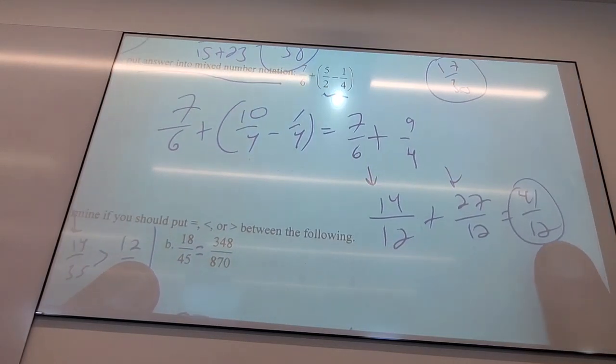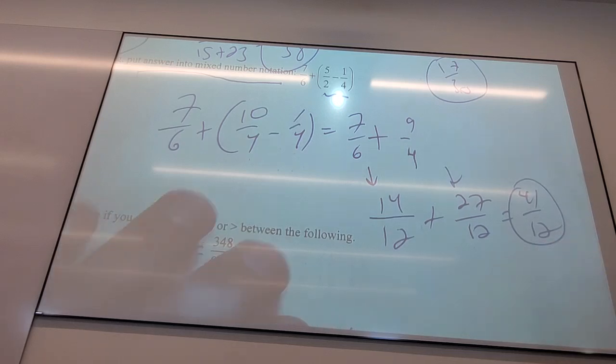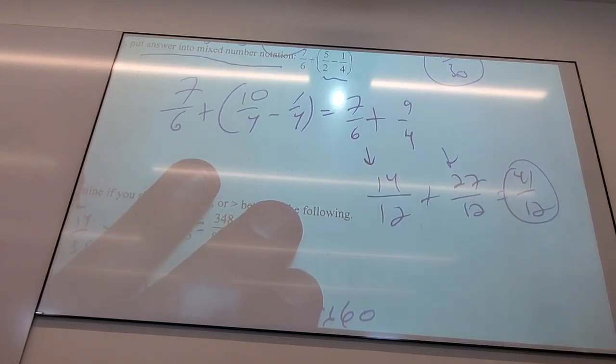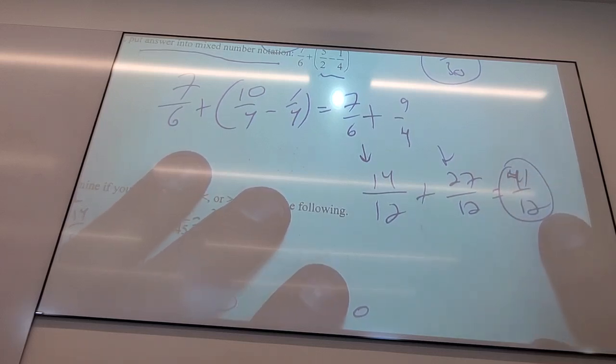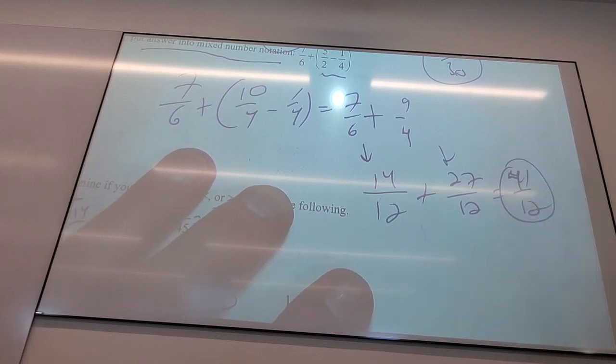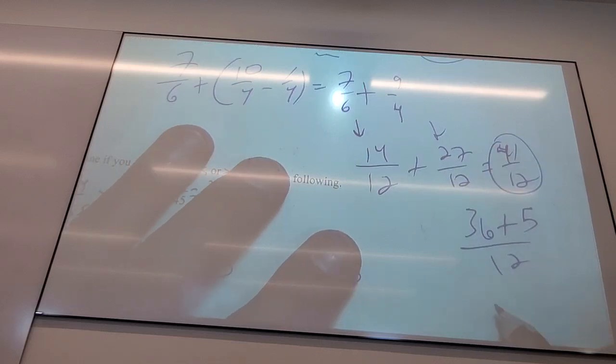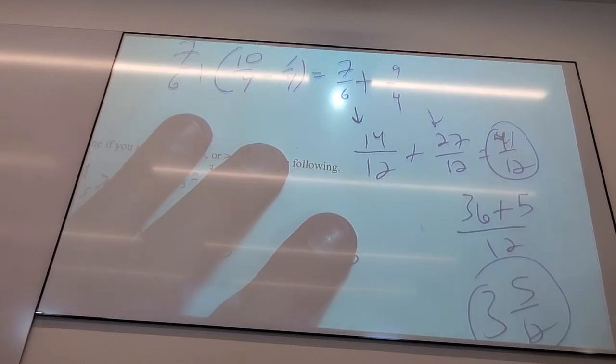How do I change this into mixed number notation? There's a really cool way to do it if you don't like division. I showed you how to do this. What number below 41 do you wish was up here? That's easy to divide by 12. What number below 41? 36. 36 plus what is 41? 5. What's 36 divided by 12? 3. What's 5 divided by 12? I don't know. Done.